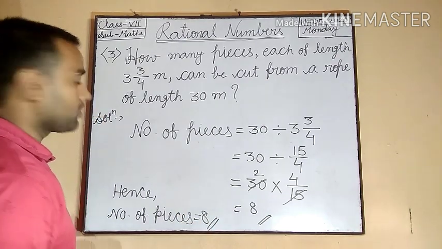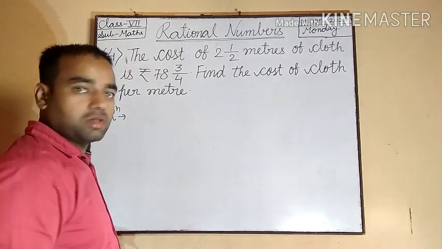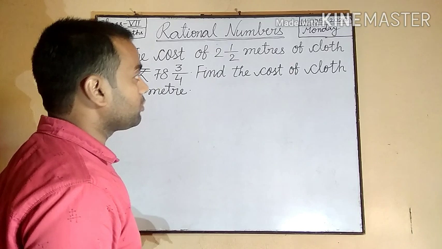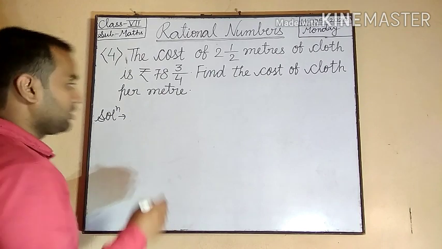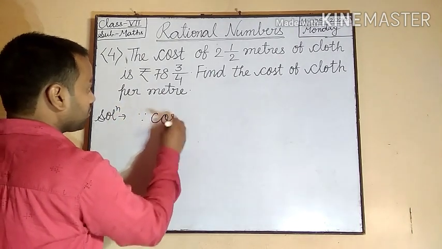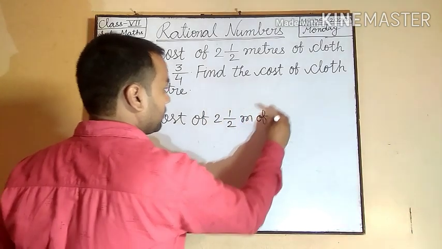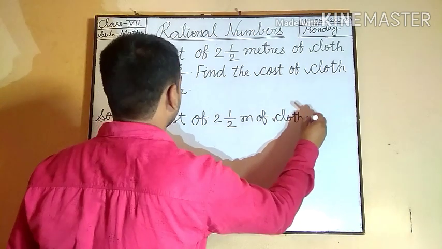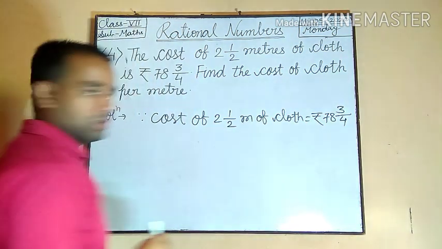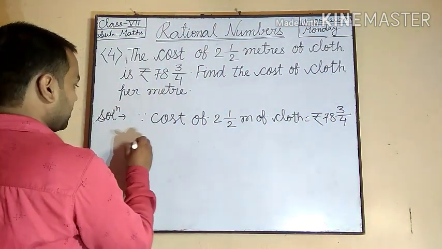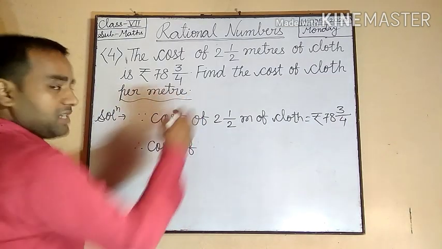Now let us discuss question number 4 and the last question. In question number 4, given the cost of 2 whole 1 by 2 meters of cloth is 78 whole 3 by 4 rupees. Find the cost of cloth per meter. So here, given the cost of 2 whole 1 by 2 meter of cloth is equal to 78 whole 3 by 4. Any doubt? No. So we find out the cost per meter, means 1 meter.